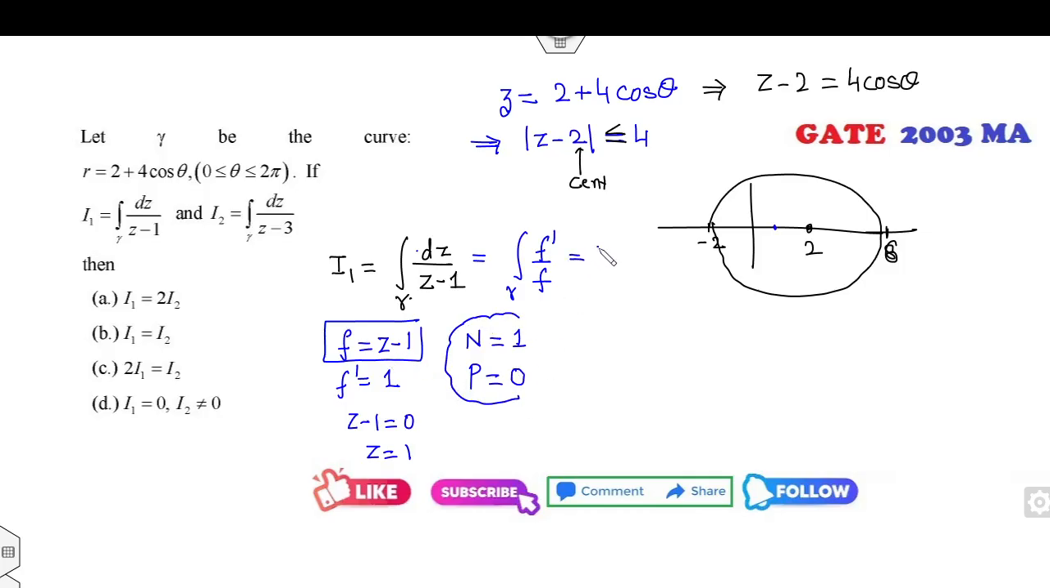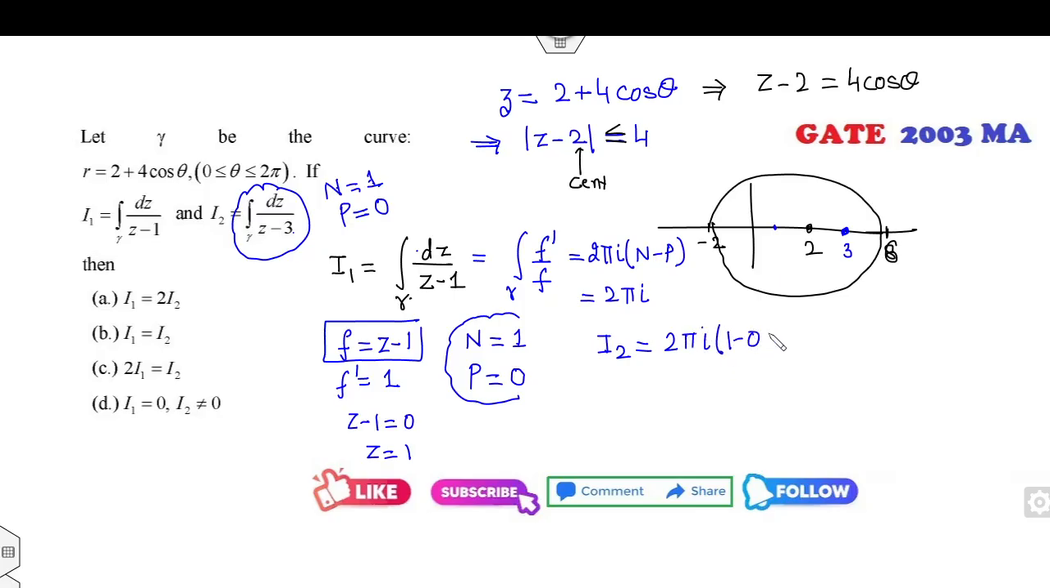So the answer in this case is 2πi times (N − P), so the answer is 2πi. Similarly for the second case, the pole is at 3, and 3 lies inside the circle. So the number of poles is 1, the number of zeros is 1. I2 is also 2πi (1 − 0). So this implies I1 equals I2, so B is the correct answer.